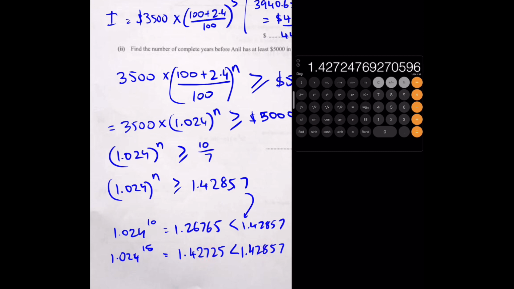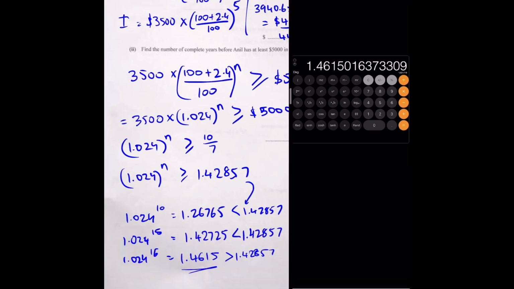Now let's take 1.024 to the power 16. Let's do that on the calculator, to get 1.4615. And this finally is greater than 1.42857, right? And that means we have found our value, 1.024 to the power of 16. And that means n is equal to 16.